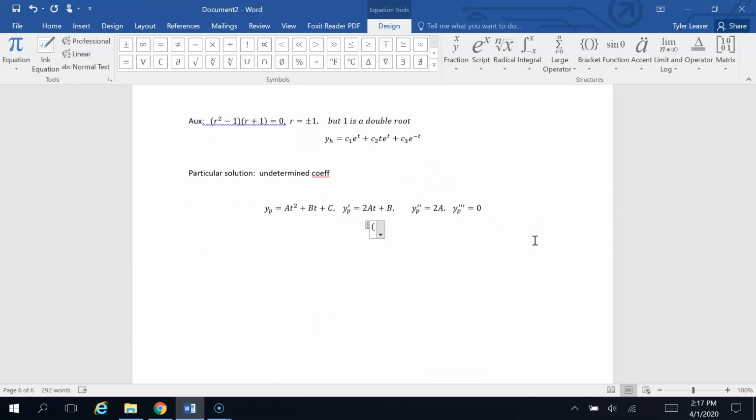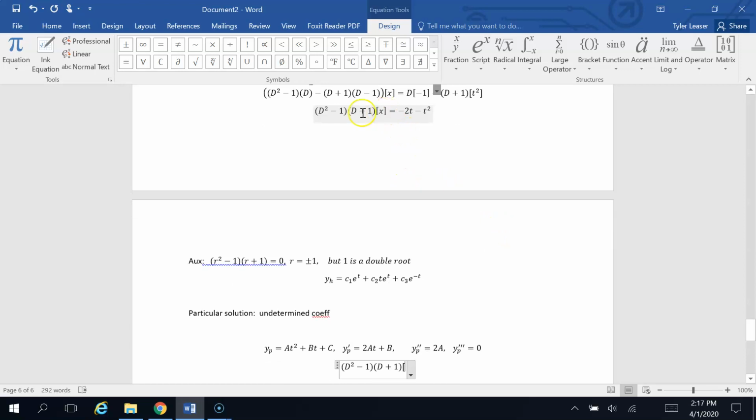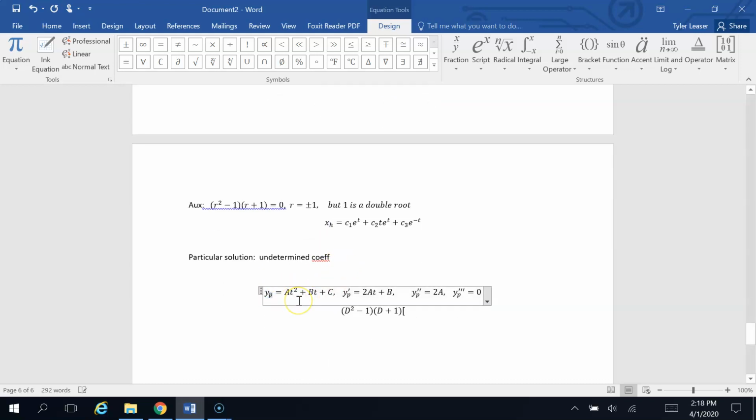It's going to be that d squared minus 1. Oh, sorry. We had it written differently, didn't we? Yeah, d squared minus 1 times d plus 1. That is going to be operating on what we think is the solution. I just realized that I interchanged x's and y's. Sorry. We're solving for function x, so that means that my homogeneous solution should be x of h, and down here my particular solution should be x of p. Change all of these to x's as well.